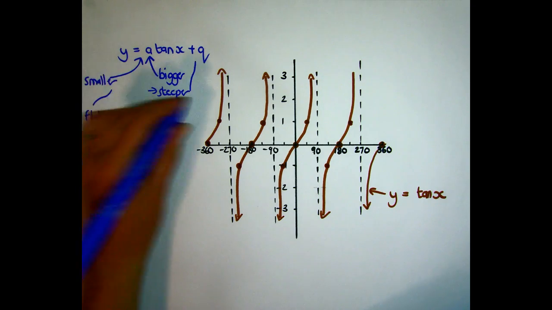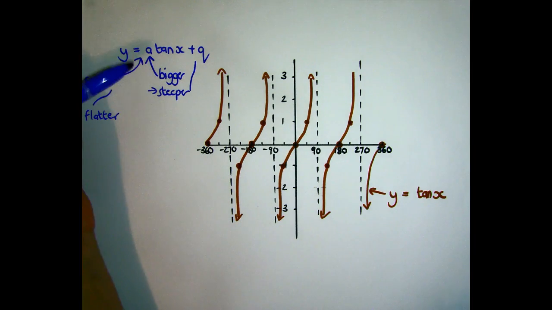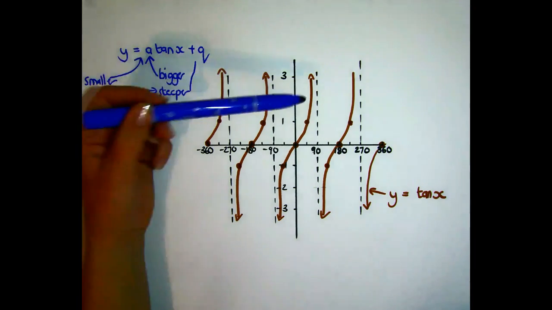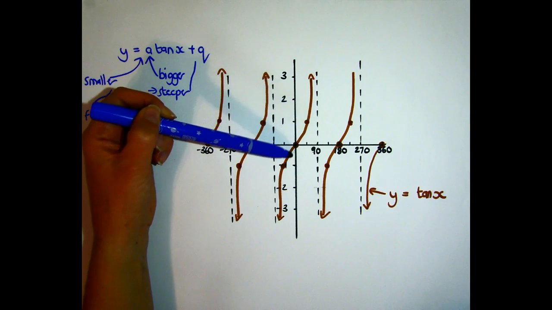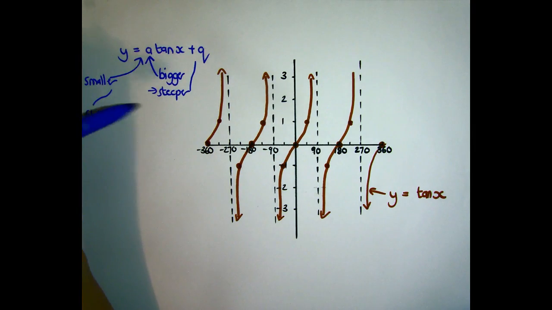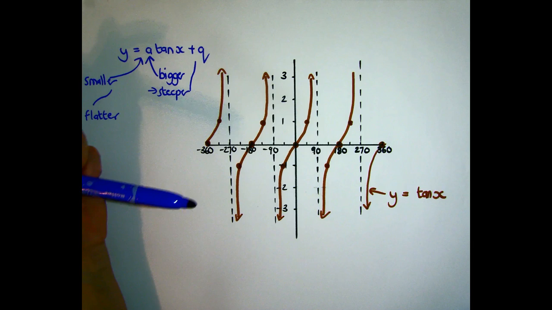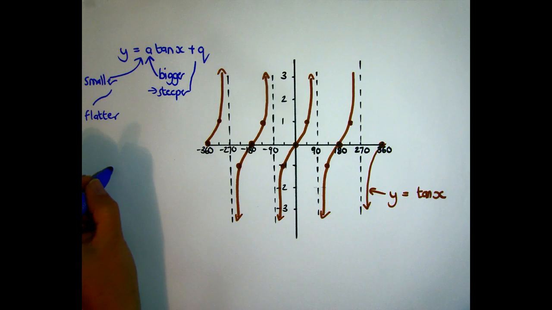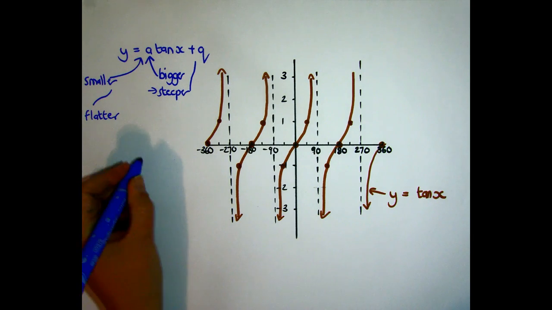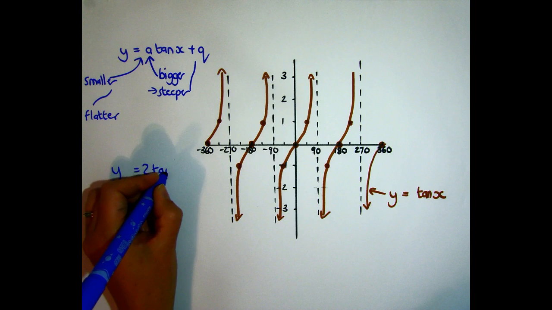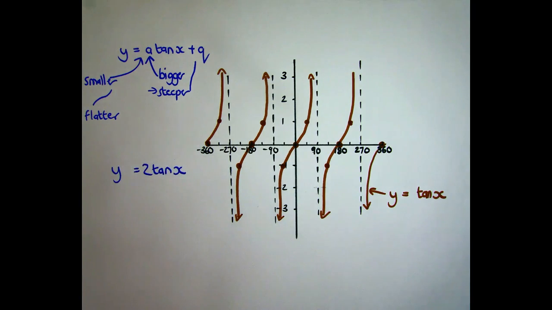So you need those mental models in your head so that you understand if this is bigger than 1, you're going to end up with something a lot steeper. And if it is smaller than 1, you're going to end up with something that's quite flat. Let's try the graph of y equals 2 tan x.